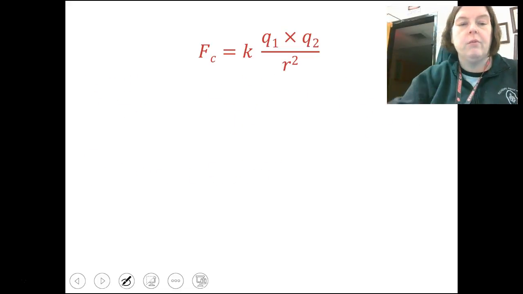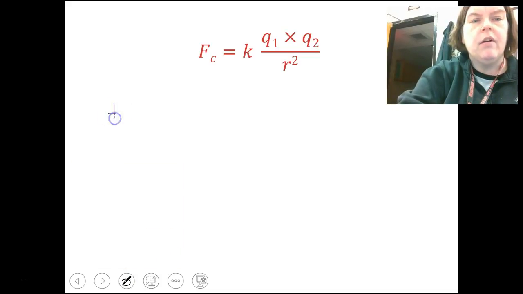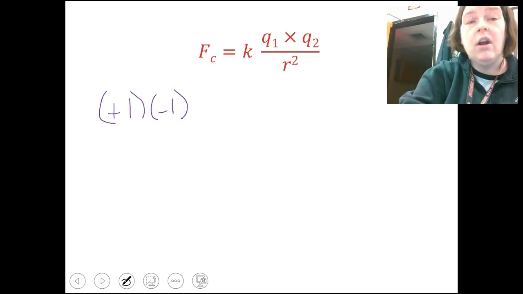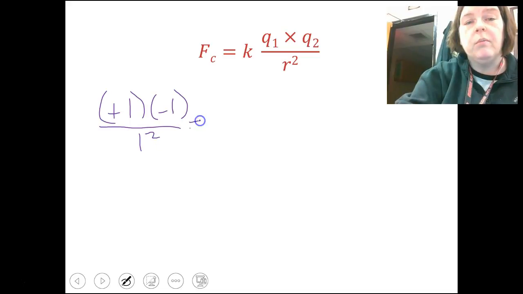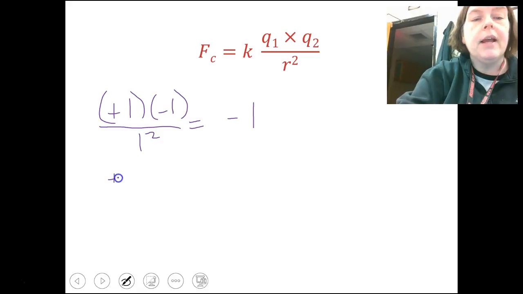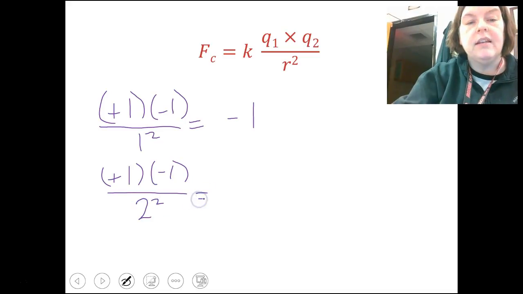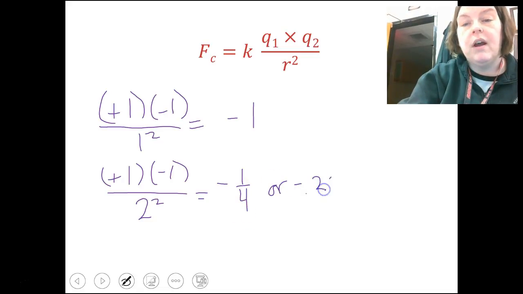All right, so let's try another one here. Let's go back to our original assumption that we have a positive charge and a negative charge, because that's what we have in our atoms, and they're 1 away from each other. And we know that that's a -1 force. But what would happen if I increase the distance? I have the same kinds of charges, but instead I'm 2 away from one another. What does that give me? Positive 1 times negative 1 is negative 1 divided by 2 squared. Well, that's negative 1/4 or negative 0.25.